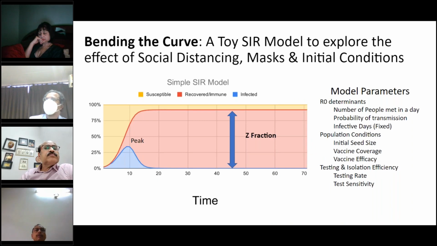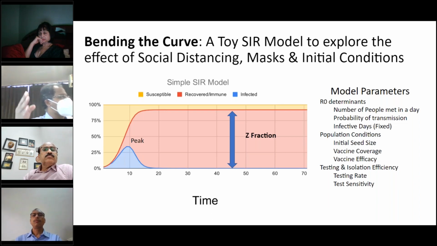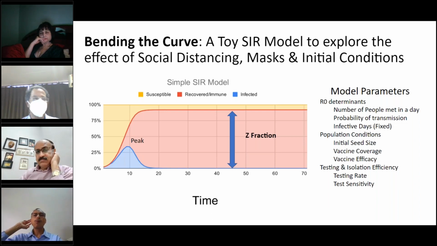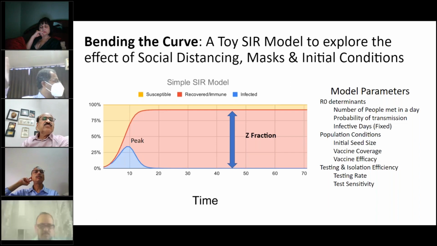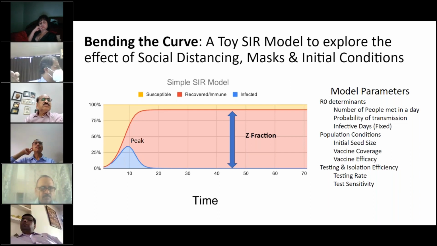So I created this toy model. Toy model in the sense you can't make any real life predictions, but you can use it to test the audience perception of different values. We can put it into this model and see what happens. By changing 1 or 2 parameters at a time, we can understand the impact of entry control at the airports, use of masks, meeting fewer people, effect of vaccination, effect of testing. All of this can be tried out; you can tell me and I will put it in and show you.